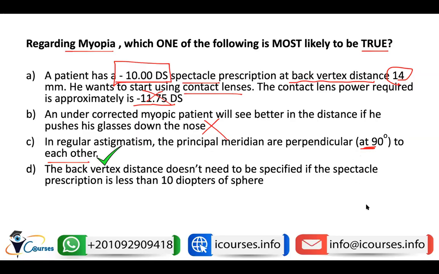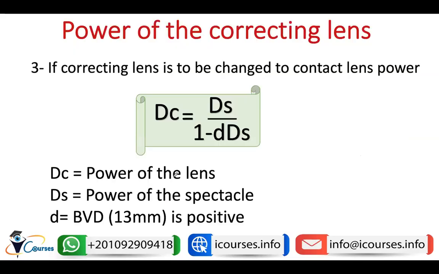Back vertex distance does need to be specified if the prescription is more than 5 diopter, not 10 diopter. So if it is like 6 or 7 or 8 or 9, it will still need to be specified to guard against the altered image magnification, as we mentioned in the lecture.